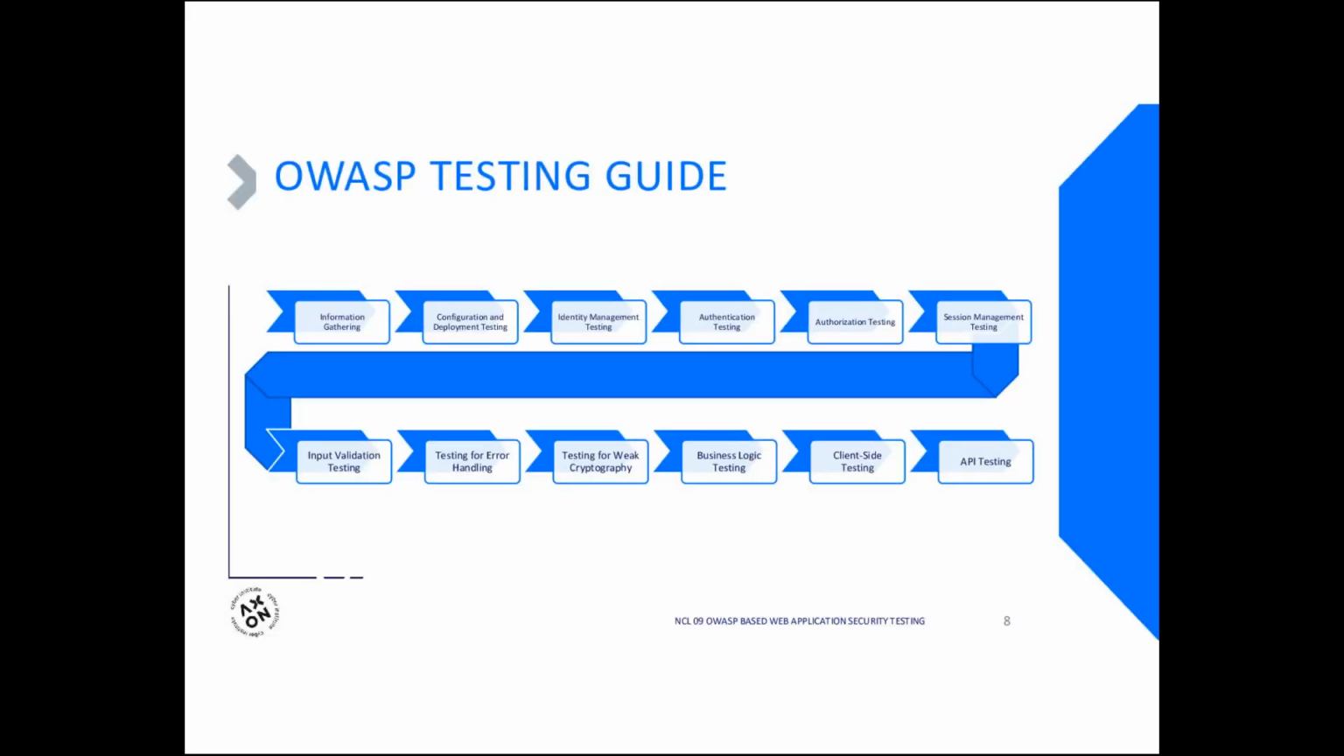So these are the phases of the OWASP testing guide. The first phase is the information gathering phase, where you profile the application. Then you test the configuration and deployment settings of the web application, and this also includes the web server that is hosting the application. Then you move on to identity management testing, which is everything related to usernames and user identities, and then to the authentication phase, the testing of authentication. This all has to do with passwords and how users are authenticated.